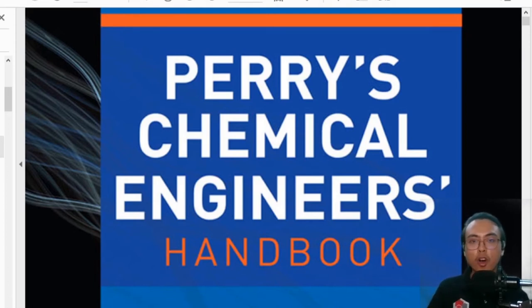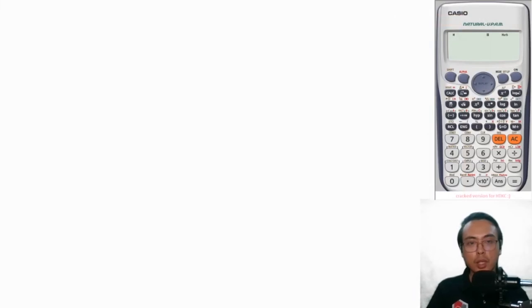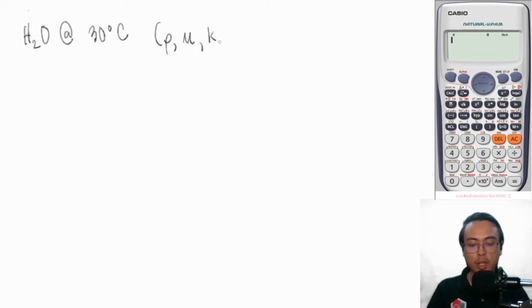Let's start with a common example. Let's assume that we have water at 30 degrees Celsius. Normally, for transport properties, all you need to know is the temperature of the substance. Okay? So for water at 30 degrees Celsius, let's solve for the density, the absolute viscosity, the thermal conductivity, and the heat capacity of the substance. All of this will be coming from your handbook. Let's start with density.